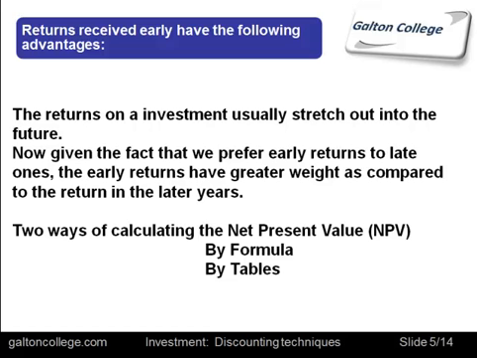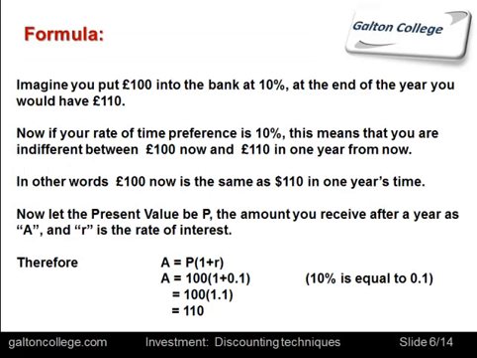Now, there are two ways of calculating the net present value, which is the present value of the future stream of income. We can do it by formula or by tables. We'll look at these very briefly to see how it works. Let's look at the formula for a start. Imagine, I'll put the cursor back on the screen.